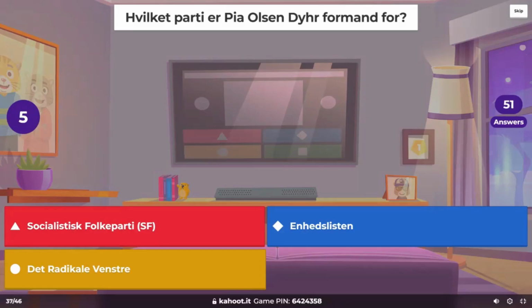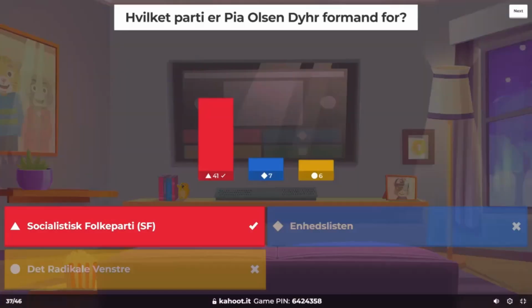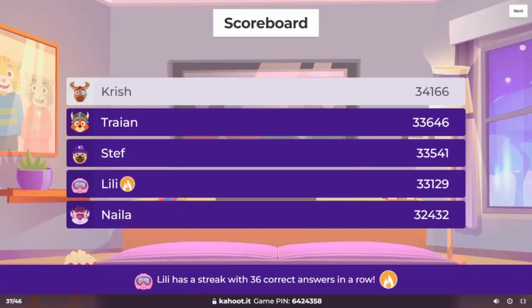Okay, so she is the leader of the Socialist People's Party. How many people got this wrong? 13 people got this wrong. Plug that knowledge gap. It's already on the site. Okay. All of this, I think, is already on the site. If not, I'll be putting it up.